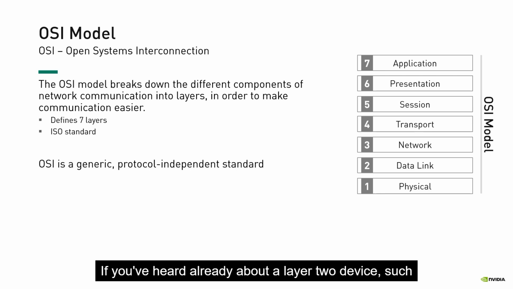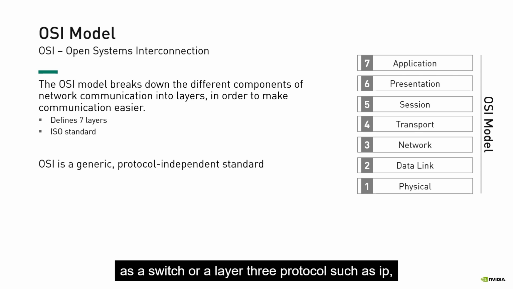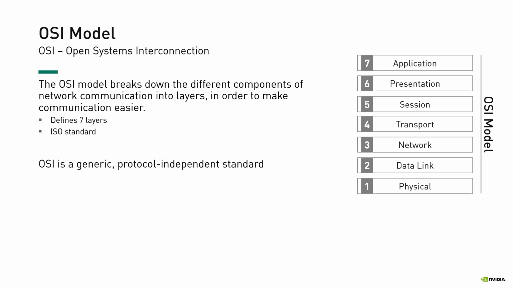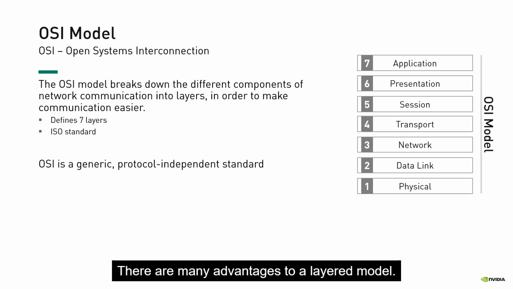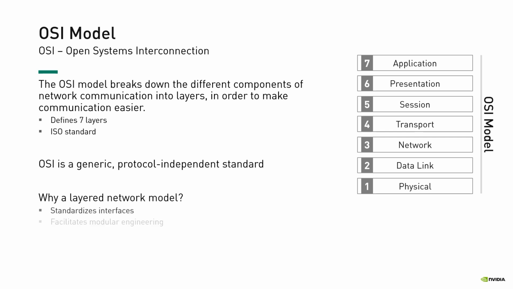If you've heard already about a Layer 2 device such as a switch or a Layer 3 protocol such as IP, they all refer to the respective OSI layer. We'll cover some of those later. There are many advantages to a layered model. Some are listed here.